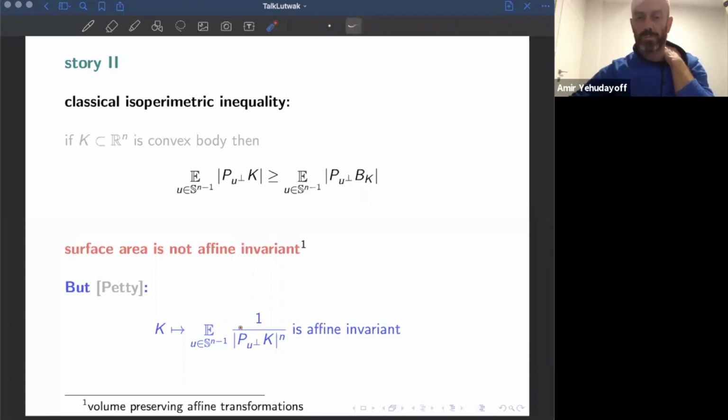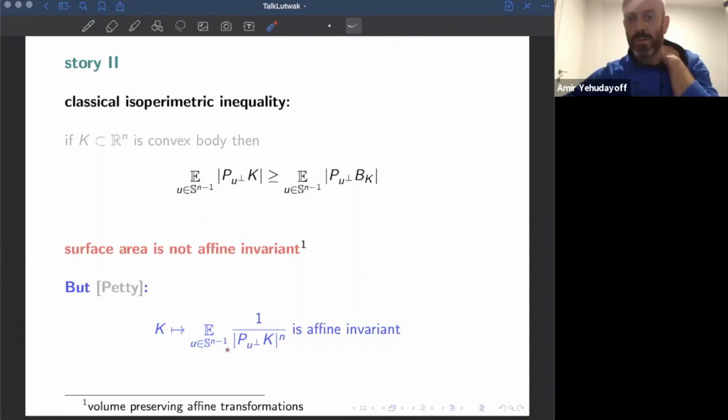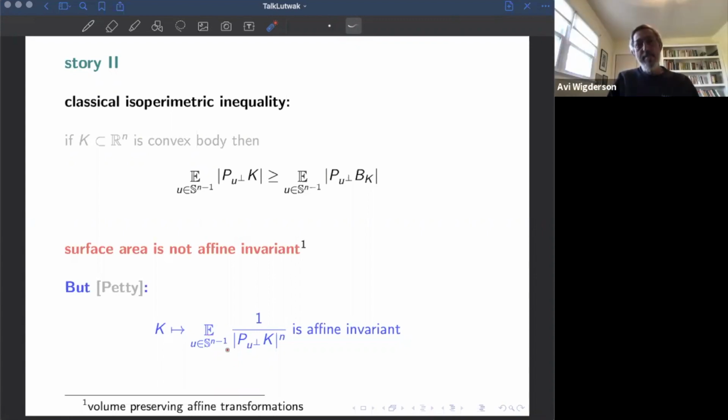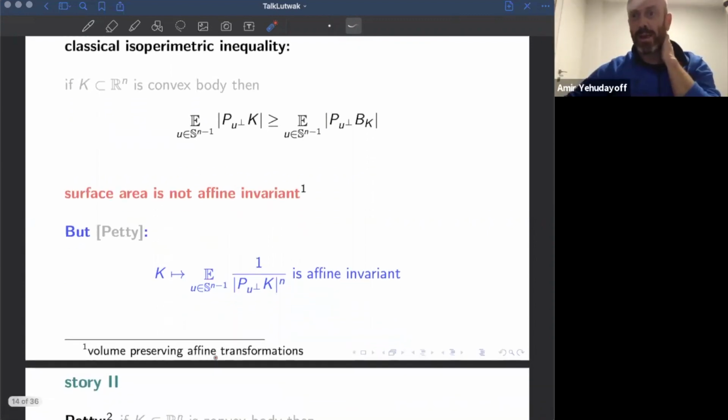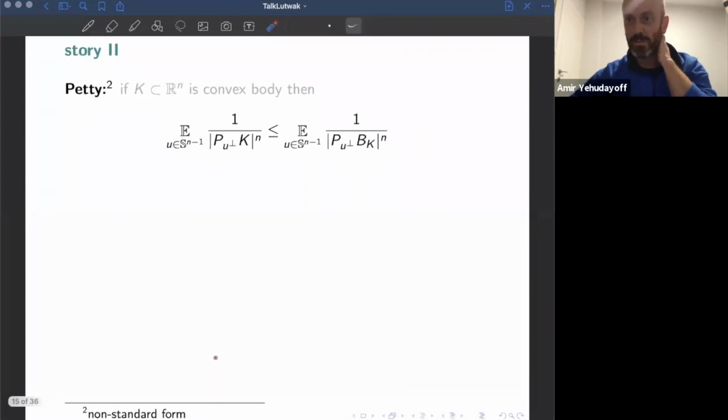Okay, so this was, I think, known to Petty, I guess. But is this quantity related to the surface area in any way? It's not related to the surface area. I will comment about this in the next slide. And then Petty said, okay, I know the isoperimetric inequality. Let me prove the corresponding inequality for this quantity. Now, because it went downstairs, the inequality is reversed. But Petty proved this inequality. Okay, so this is a version of the isoperimetric inequality for this quantity, which is affine invariant.